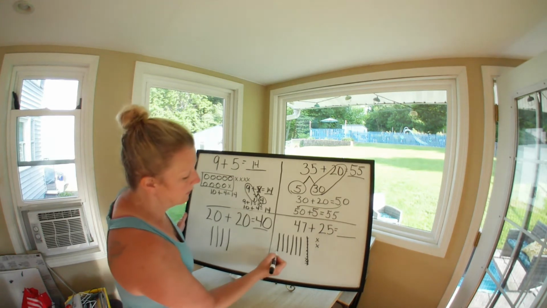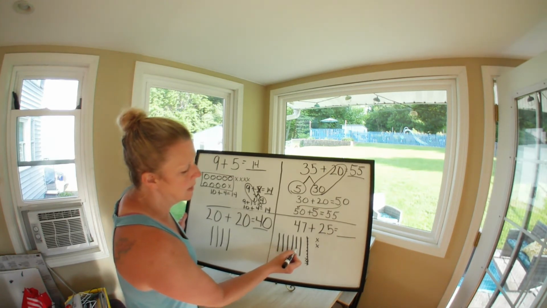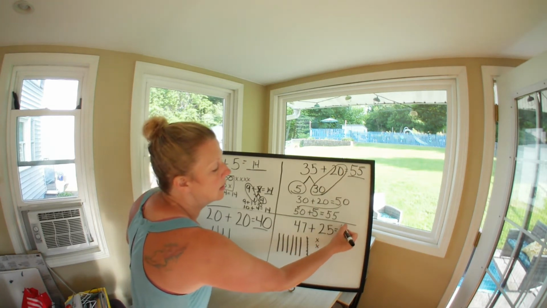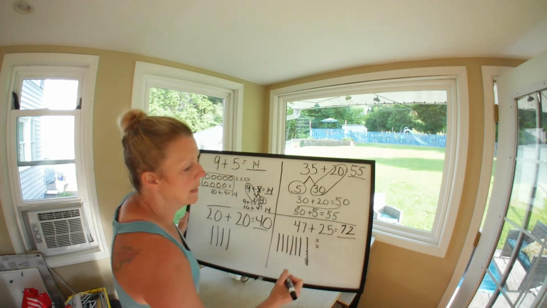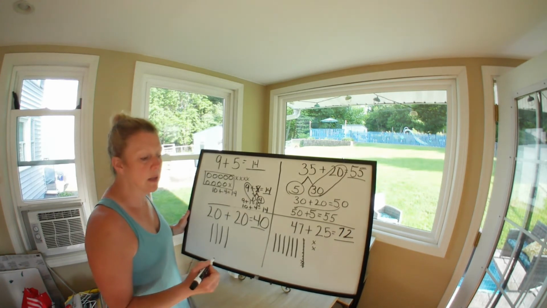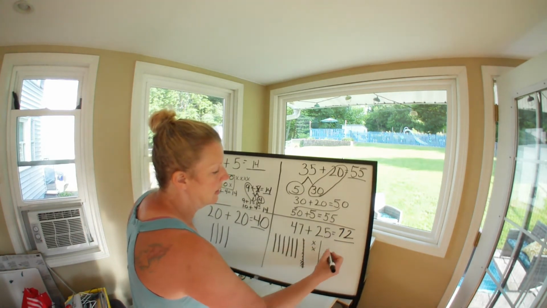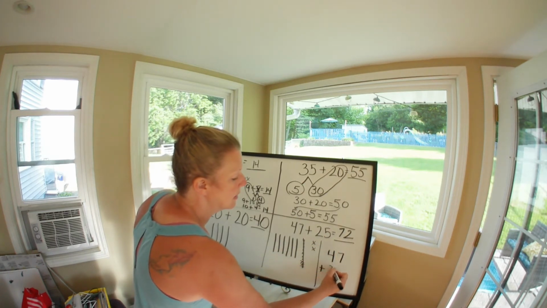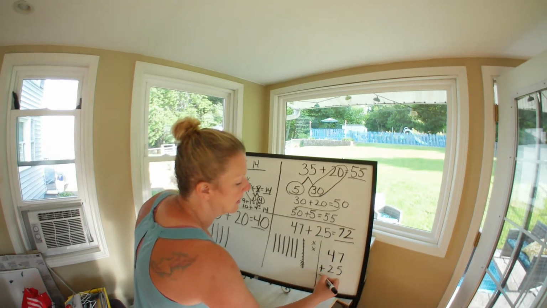So let's see what we have. 10, 20, 30, 40, 50, 60, 70, 71, 72. 72 is what I came up with. Now, let's do it a different way. Let's rewrite our problem just like this. And let's give it a go.